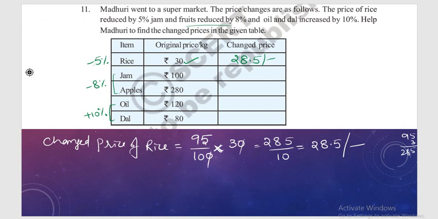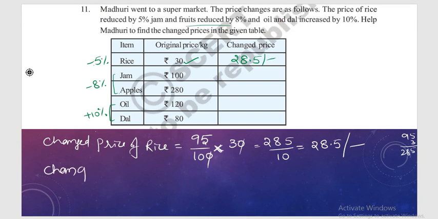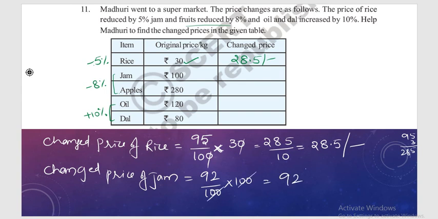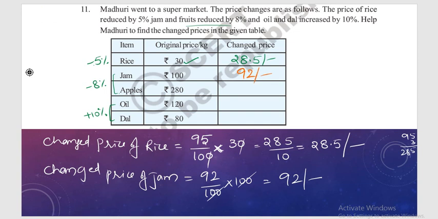Next, moving on to jam. Find out the changed price of jam. Here for jam, how much percent has it reduced? 8%, no? So 100 minus 8 is nothing but 92. So 92 by 100 into 100. Here 100 gets cancelled. So we got 92 rupees. So the changed price of jam is 92 rupees. She can purchase jam for 92 rupees only.